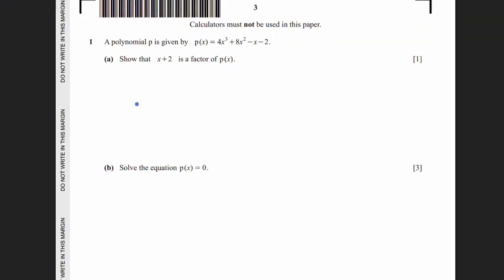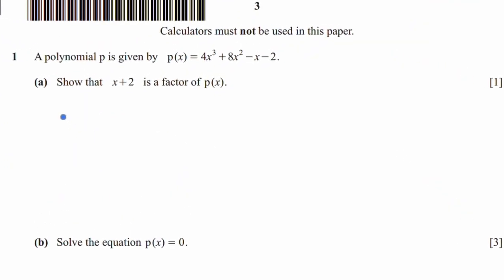Okay, let's zoom into the first question. What do we have here? A polynomial p is given by 4x cubed plus 8x squared minus x minus 2. Show that x plus 2 is a factor of p of x.